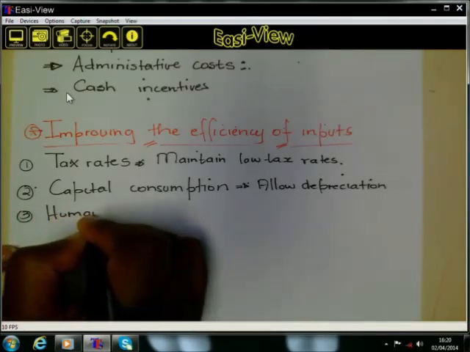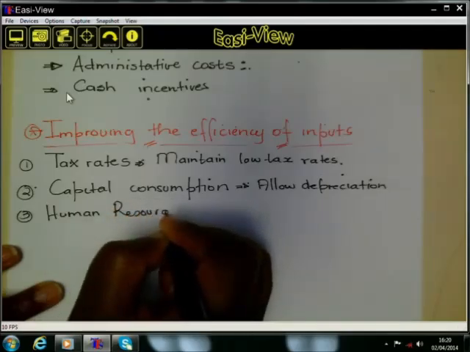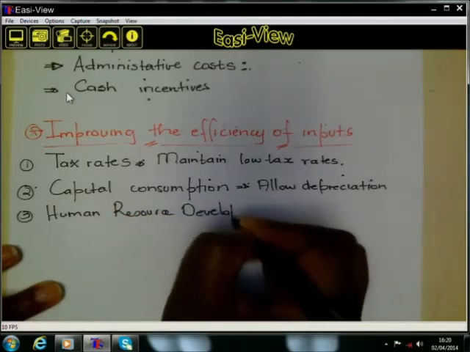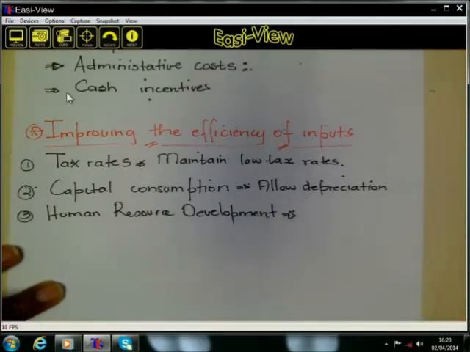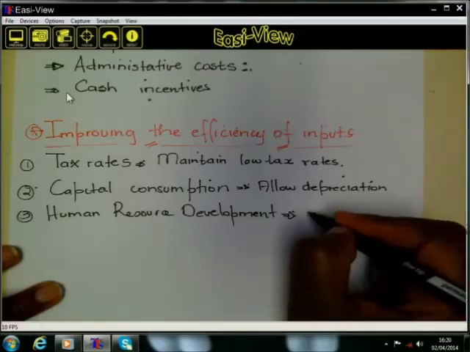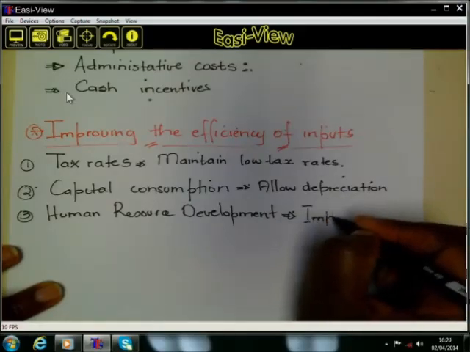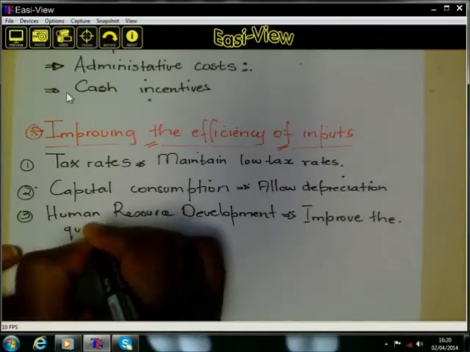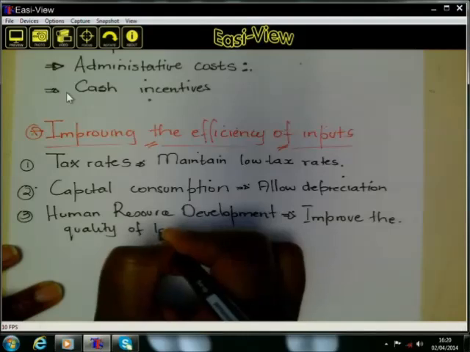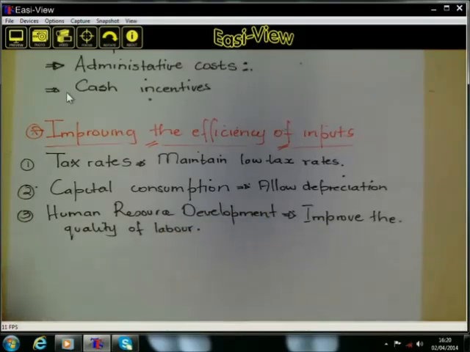Human resource development. Under human resource development, what is the government to do here? They have to improve the quality of labor. So how do they improve the quality of labor? We've already talked about this. Said the government, they make sure that there is efficient training for people that are starting jobs. As well, they have to make sure that the quality of education is tops. Everybody knows what to do, and they move.